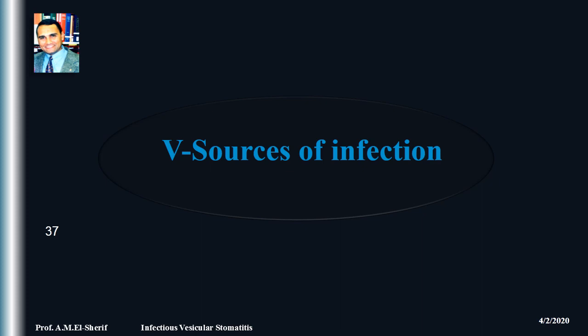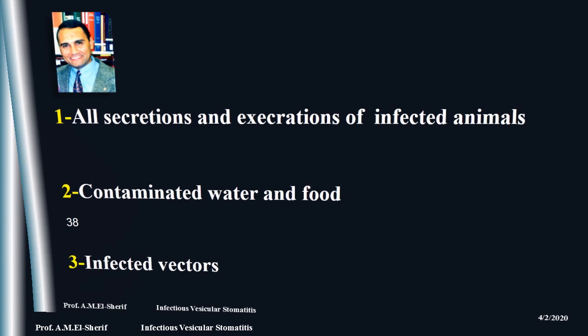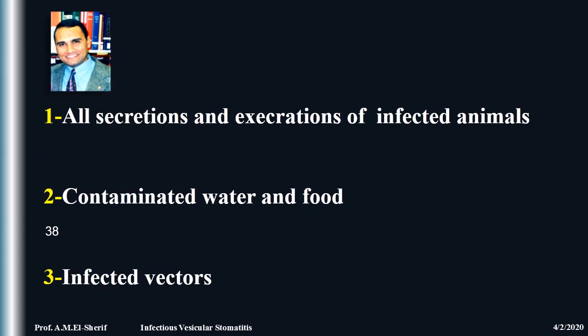Sources of infection. Sources of infection of infectious vesicular stomatitis are all secretions and excretions of infected animals, contaminated water and food, and infected vectors through different generations.